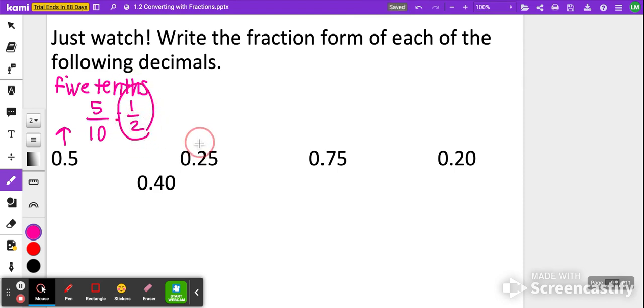Okay, so let's try it with this one. 0.25 is like the lazy way to say this decimal, so we want to make sure we are saying it mathematically correct. This is 2 in the tenths spot, 5 in the hundredths spot. So this is being said as 25 hundredths, which means 25 over 100, right? And then you reduce it all the way down to 1/4. I'm thinking about quarters when I reduce it there.